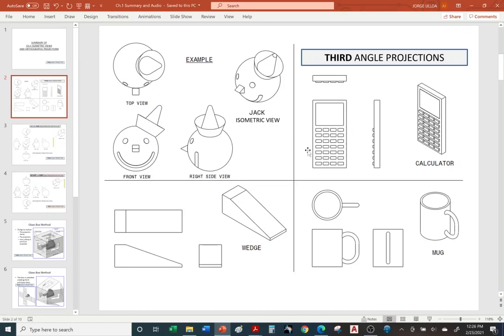Here the calculator, instead of going horizontally, is going vertical, because it makes more sense to look at a calculator as we use it, in the vertical position, versus laying down horizontally. Okay, so this is an exception to the rule. We're still looking at the front of the calculator, but we're standing it up vertically because that's the way we use it.